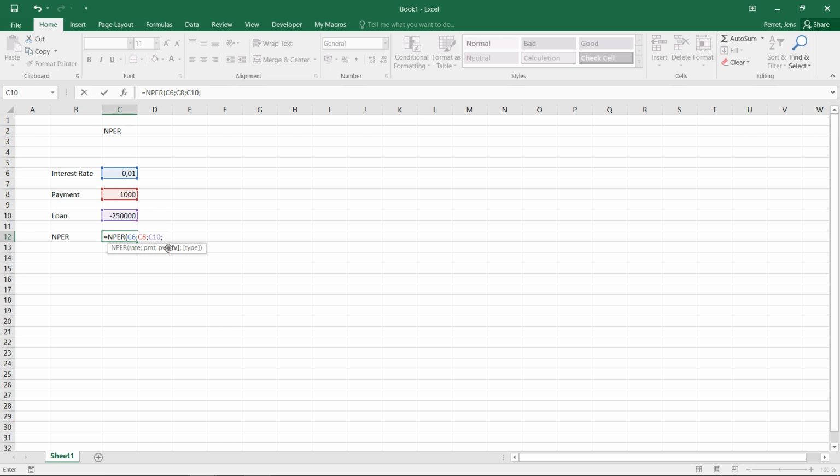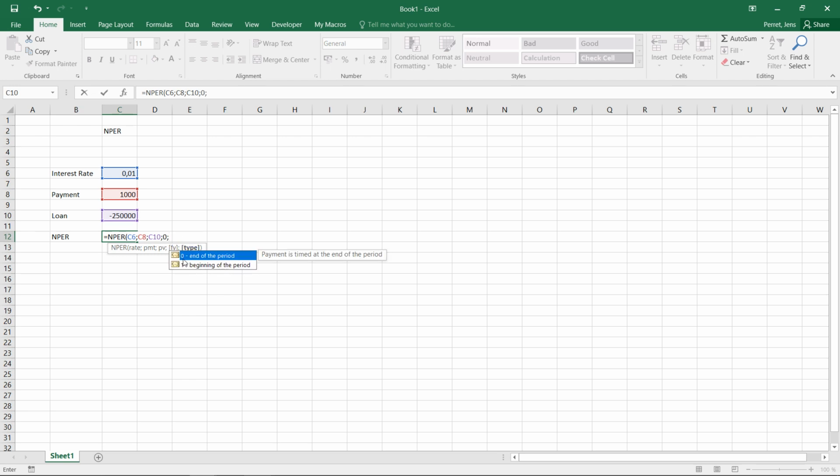Then we have the final value. So for example, some kind of salvage. After you paid this back, you still can sell this for 2,000 euros, or rather you want to stop not at 0, but you want to stop, for example, at 50,000 or something like this. Keep the rest of the loan open. However, if you want to pay back the whole loan, simply put a 0 here.